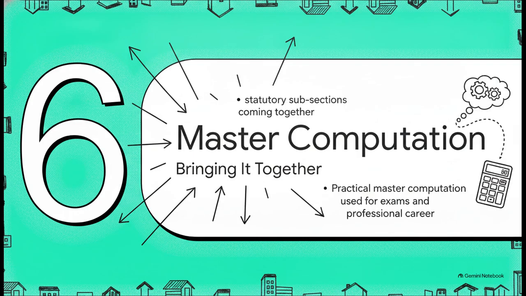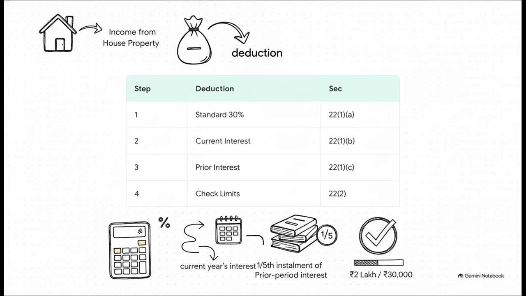Finally, Part 6. The Practical Master Computation, bringing it all together. Let's quickly map out the entire flow of Section 22 with a practical scenario. Say your annual value is 10 lakh rupees. First, you deduct the flat 30% standard deduction, so that's 3 lakhs. Next, you deduct your current year's interest, let's say 1.5 lakhs, plus your 1/5 prior period installment, say 50,000. Total interest is 2 lakhs. Finally, check your limits. If it's a self-occupied property, that 2 lakh hits the exact maximum ceiling under Section 22(2). Subtracting everything, your final taxable income from house property becomes 5 lakh rupees.